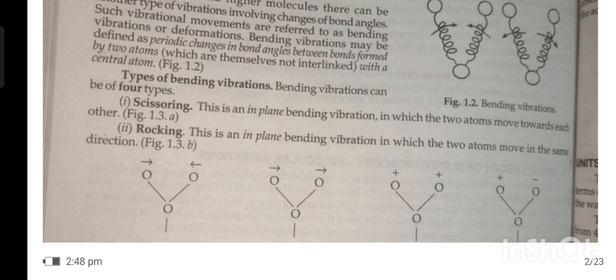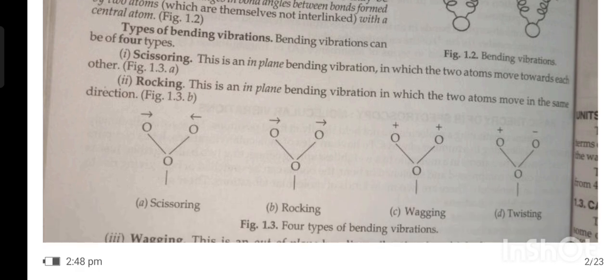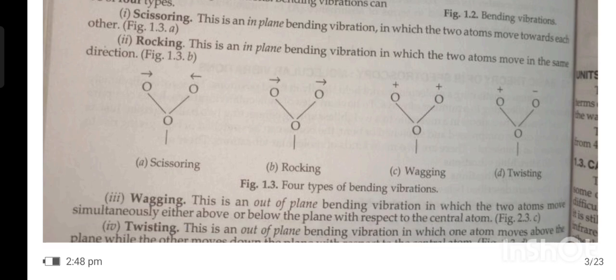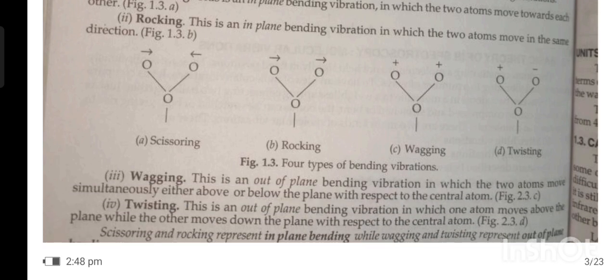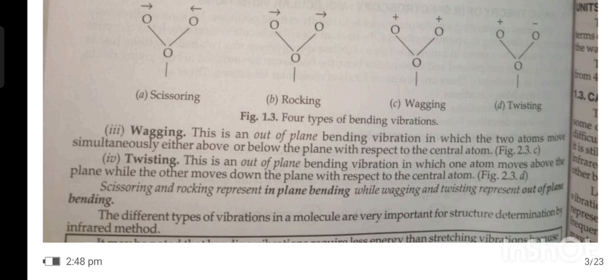Scissoring. This is an in-plane bending vibration in which two atoms move toward each other. Second, rocking. This is an in-plane bending vibration in which two atoms move in the same direction. Third, wagging. This is an out-of-plane bending vibration in which the two atoms move simultaneously either above or below the plane with respect to the central atom. Fourth, twisting. This is an out-of-plane bending vibration in which one atom moves above the plane while the other moves down the plane with respect to the central atom.